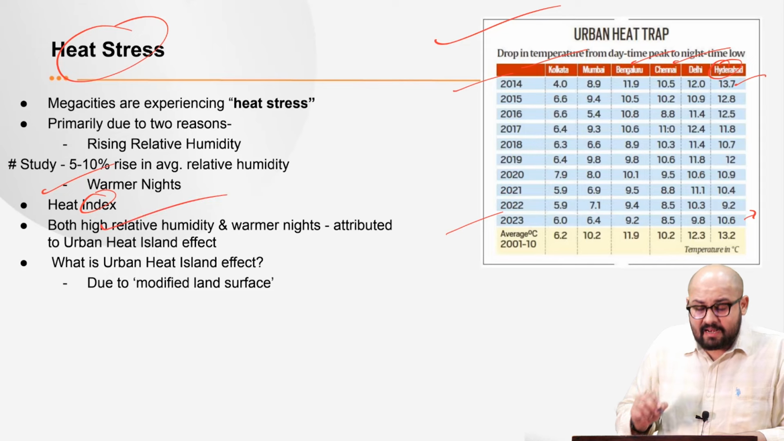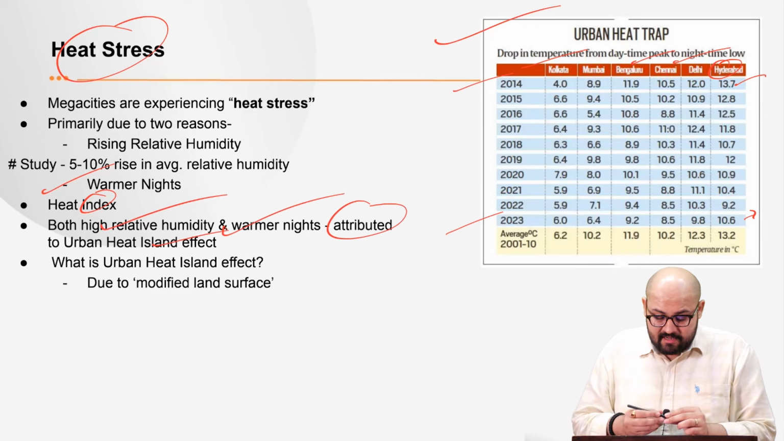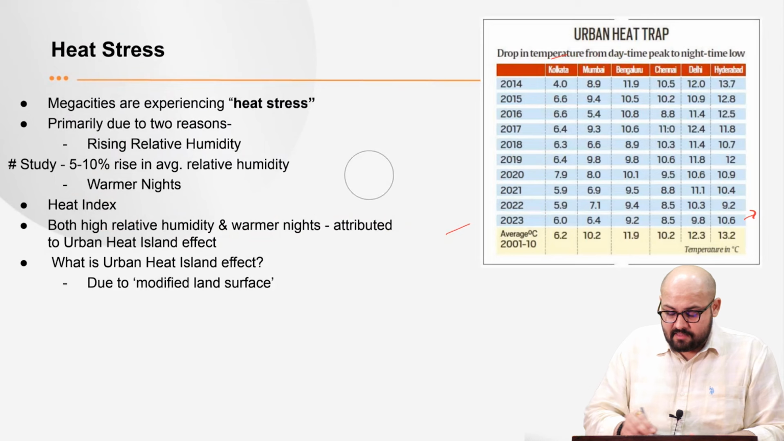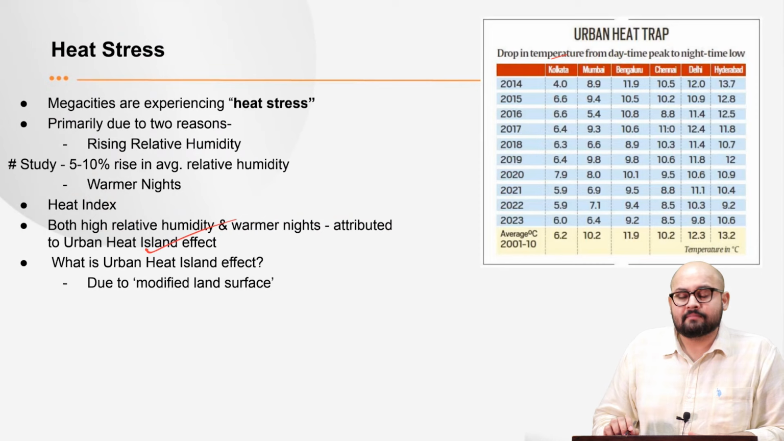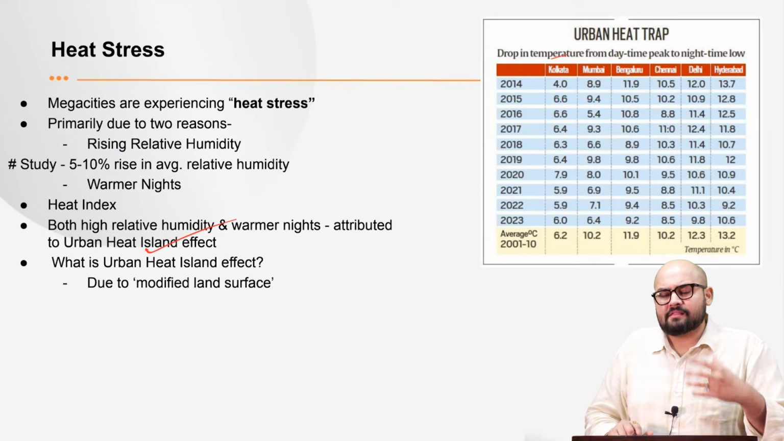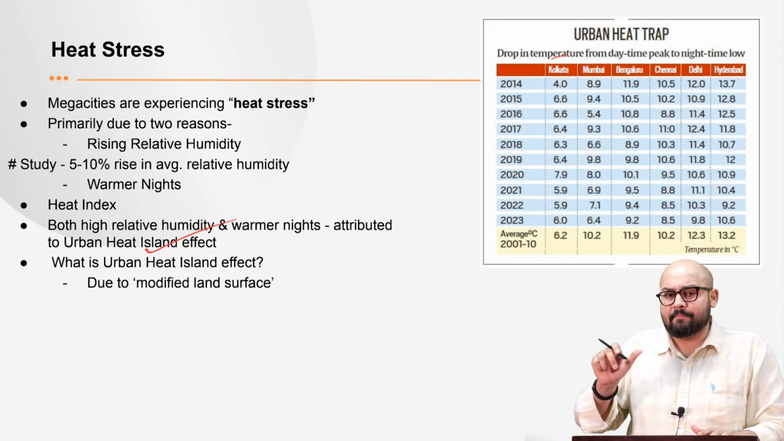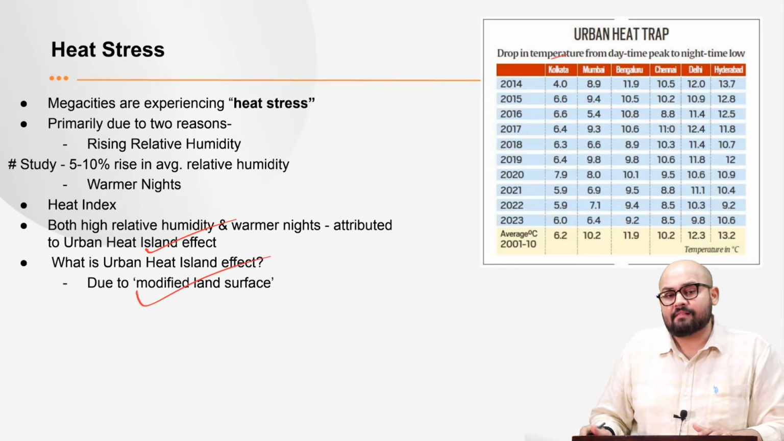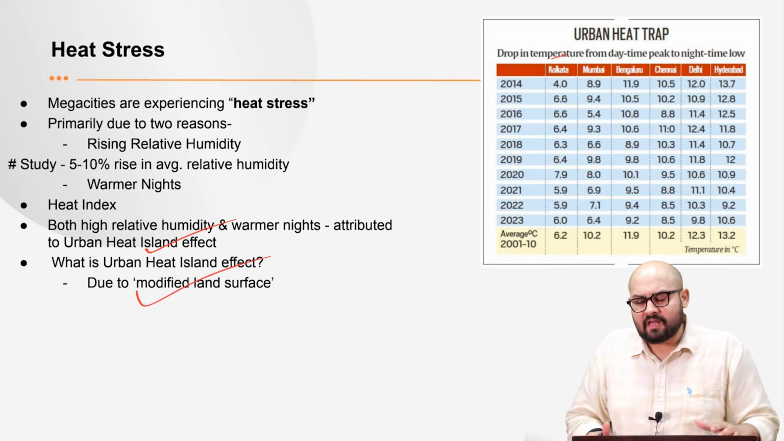Now, both this high relative humidity and warmer nights are attributed to the effect of urban heat islands. That's the reason I told you that this phenomenon of heat stress is only being witnessed in the megacities, because they also have the urban heat island effect. Now, what is this urban heat island effect? See, generally the studies have shown that in comparison to the rural environment, the relative temperatures of the urban environment are higher. And that is because of the modified land surface of the buildings in the urban areas, right? So because of this, we have the effect of urban heat islands.